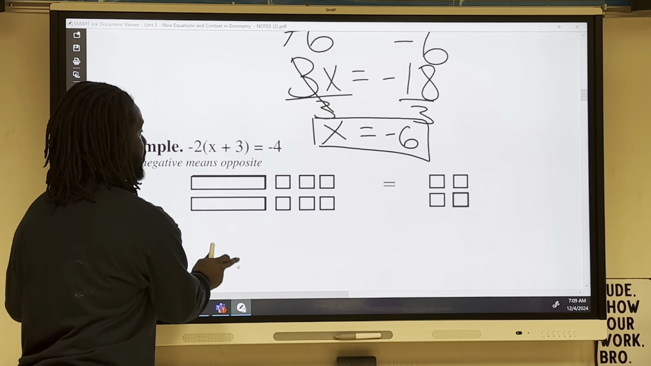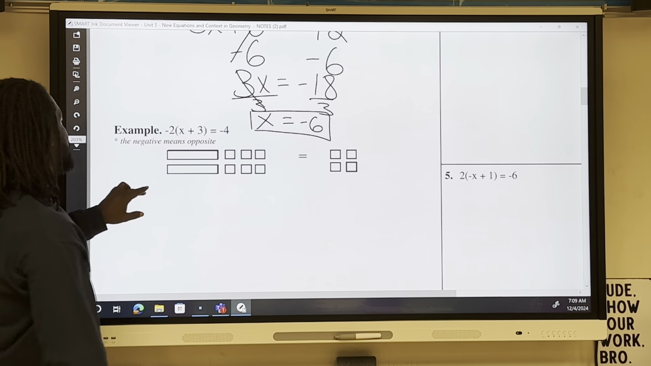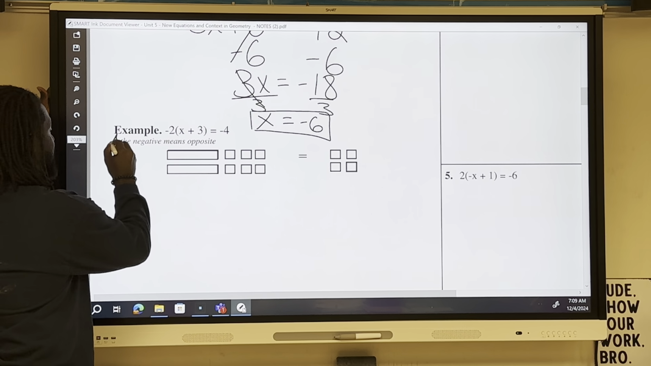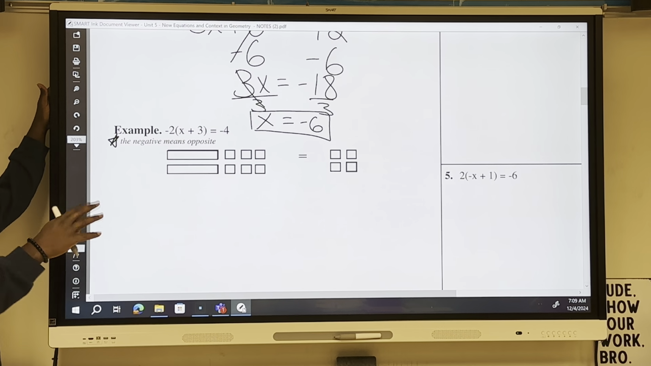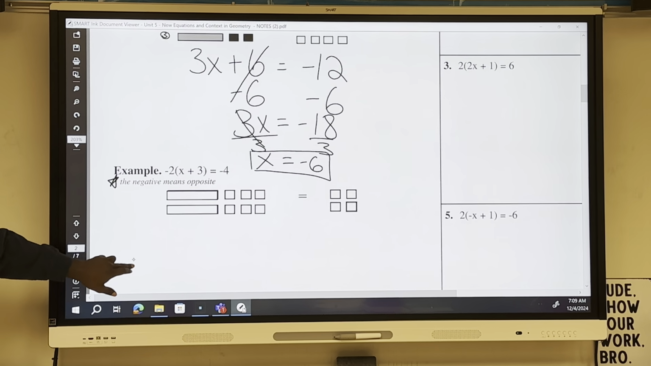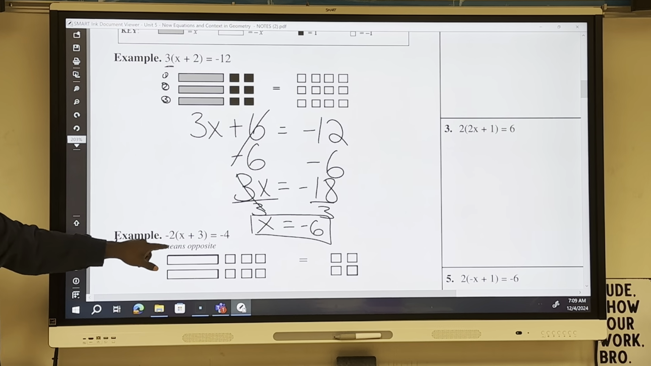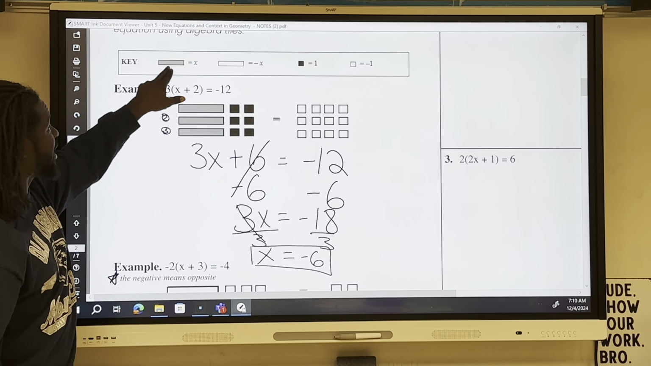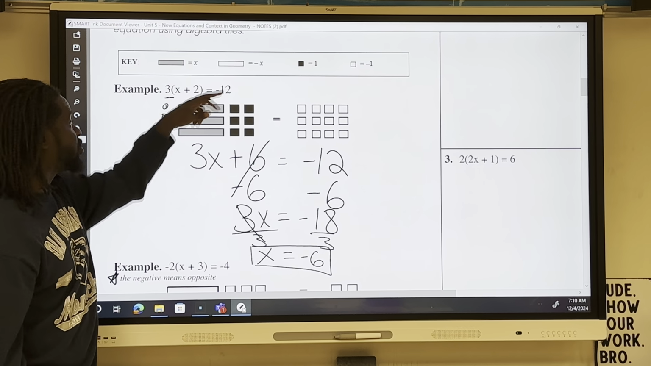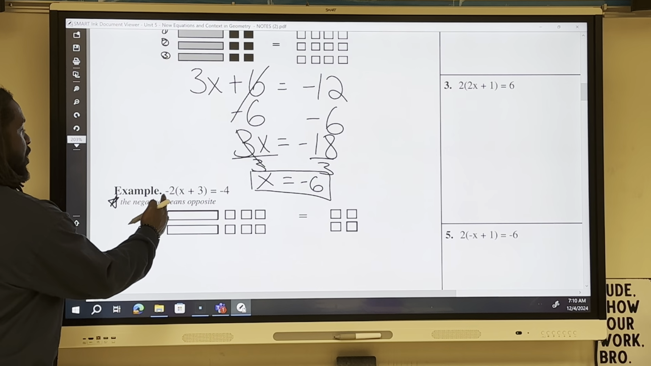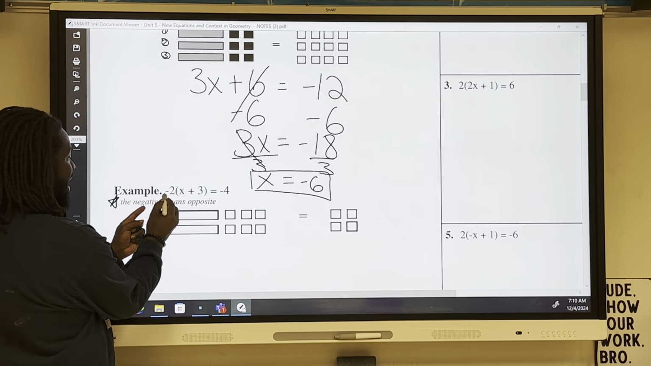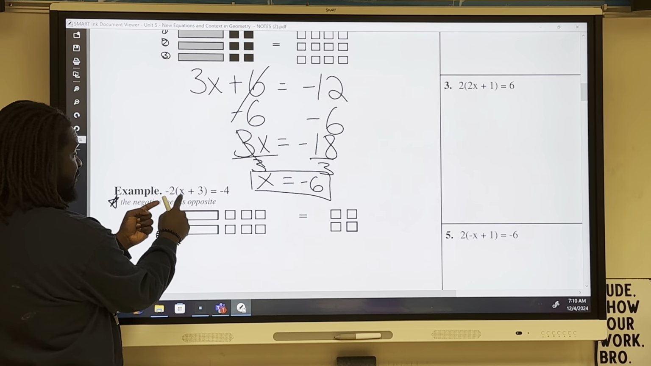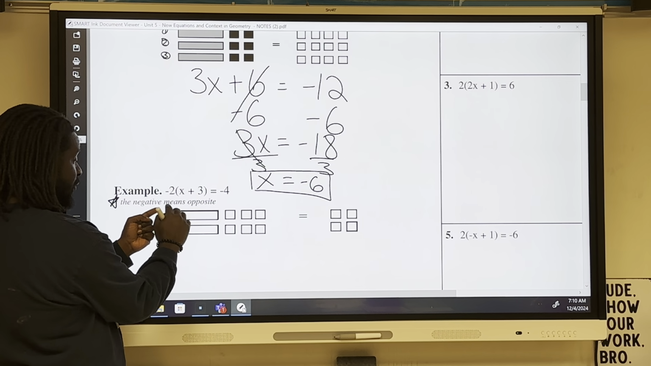Now let's look at the next one. So I have this note here that you need to pay attention to: the negative just means the opposite, okay? So again, if I remember, the shaded tiles are positive and the unshaded are negative, all right? So this says I have the opposite, so instead of having a positive, this will be a negative, okay?